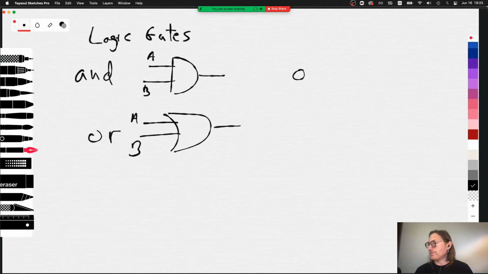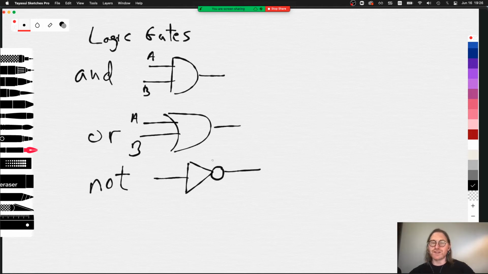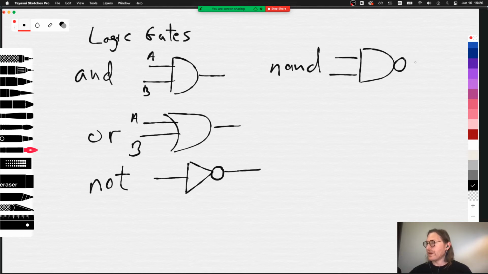Let's see, we've got the idea of a NOT gate. This isn't really a gate, it's kind of a modifier. Whatever this gate is here, we'll think of this as a triangle. We're going to put a circle to say NOT. And so you can see if that's the case, then we have this idea of a NAND gate, which is just AND with a NOT on the end.